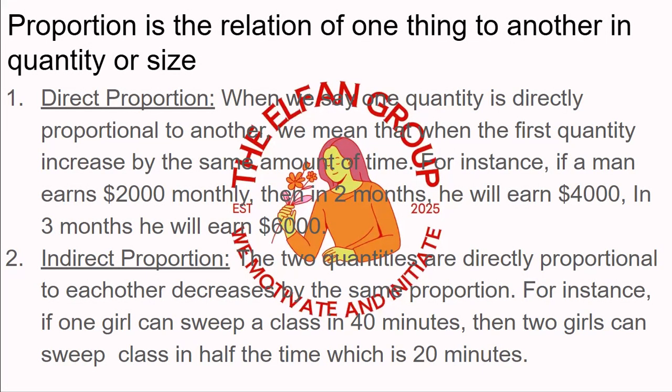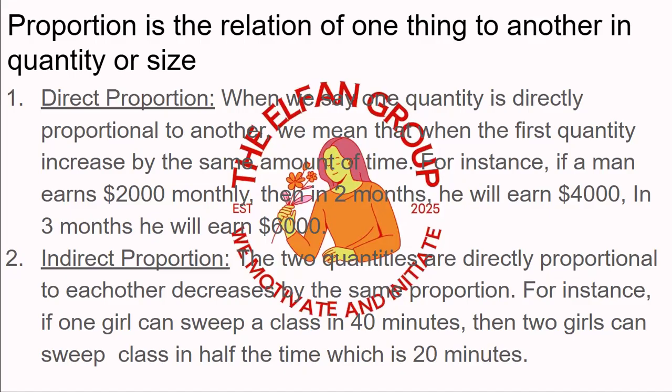Now, there are two types of proportion, which are direct proportion and indirect proportion. When we say one quantity is directly proportional to another, we mean that they both increase in the same size and amount of time. For instance, if a man earns $2,000 monthly, then in 2 months he will earn $4,000. In 3 months he will earn $6,000.